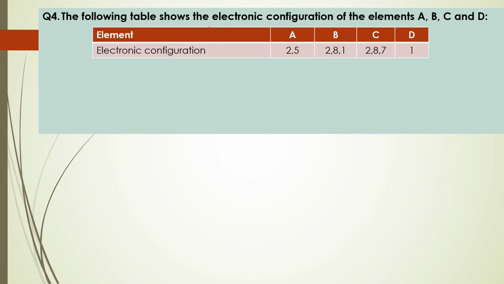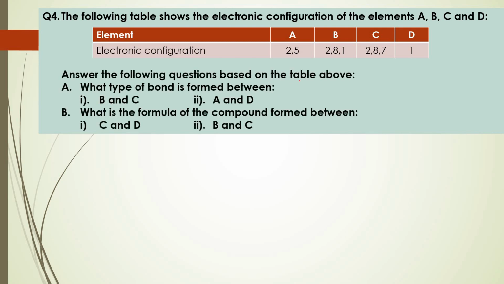The following table shows the electronic configuration of the elements A, B, C and D. So this is the electronic configuration. A 2,5, B 2,8,1, C 2,8,7 and D 1. Answer the following questions based on the table above. What type of bond is formed between B and C, A and D? Next set of questions: what is the formula of the compound formed between C and D and B and C?